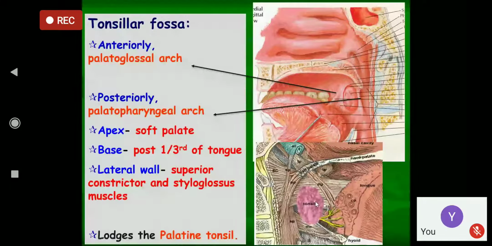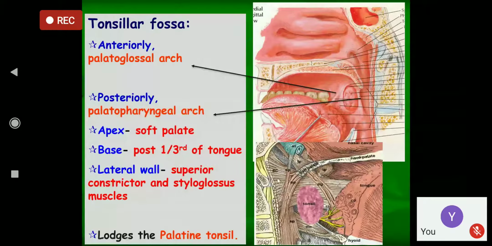Now see this diagram. This one is the tonsil. Now can you see this muscle? Over here, this muscle is known as the superior constrictor. Now, the lateral wall or the floor of the tonsillar fossa is mainly formed by two muscles: the superior constrictor muscle, and the next one is known as the styloglossus muscle. The styloglossus muscle we cannot see over here; only the superior constrictor muscle has been shown.